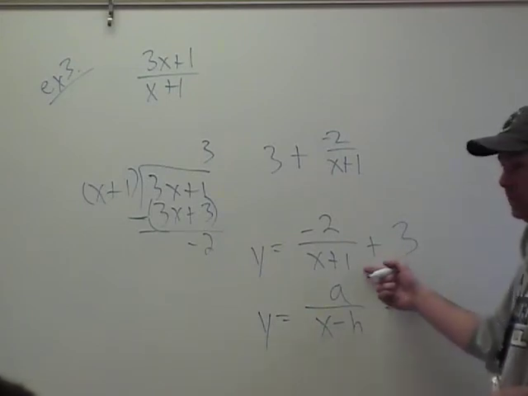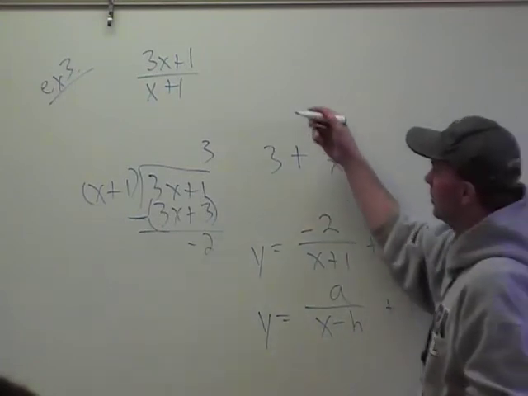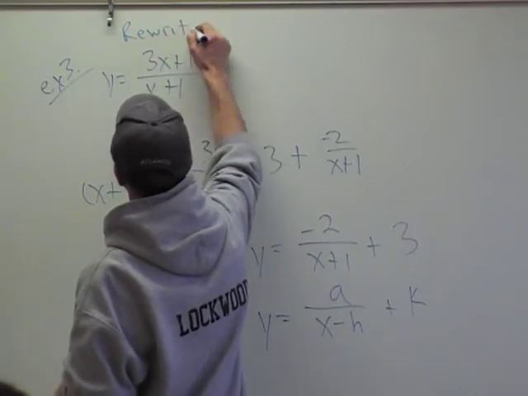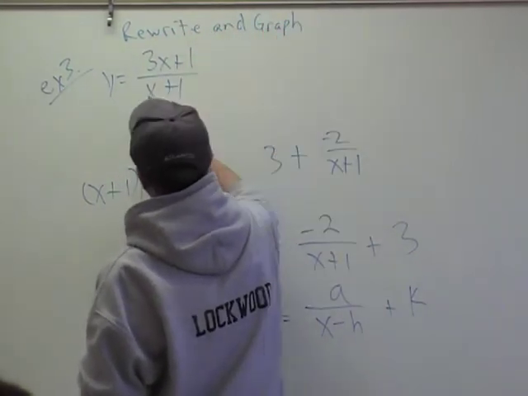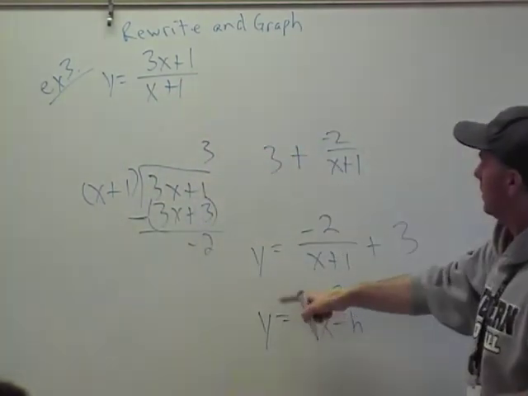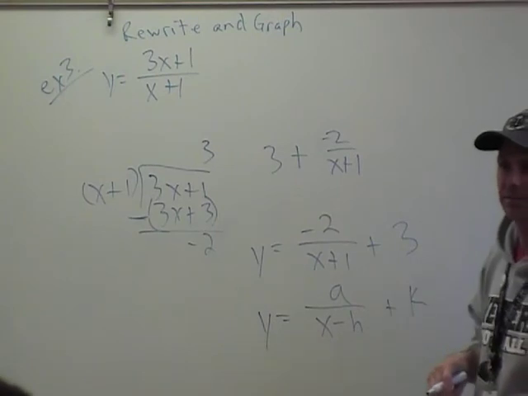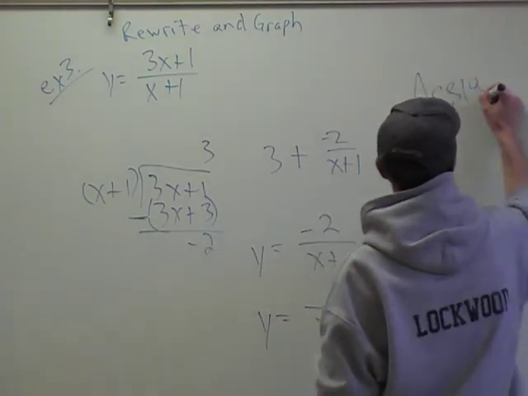Well, everybody should know how to do this. I mean, it's just got to get it to this form. So the instructions are rewrite and graph. So you're gonna have to do long division and put it in this form, and then graph it like you did last time. That's it.